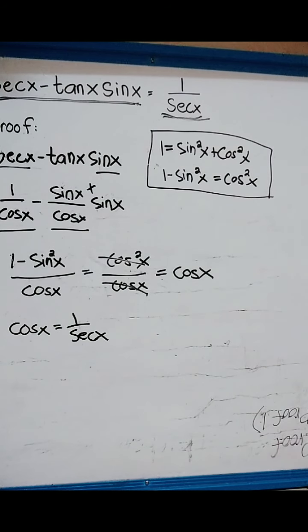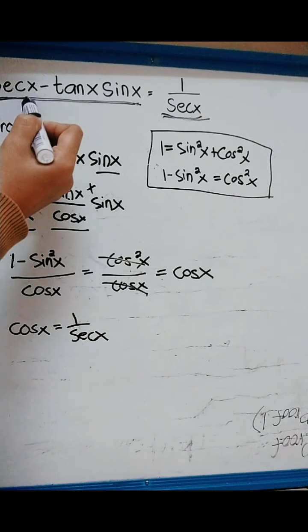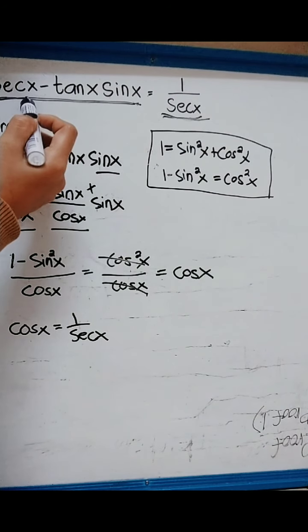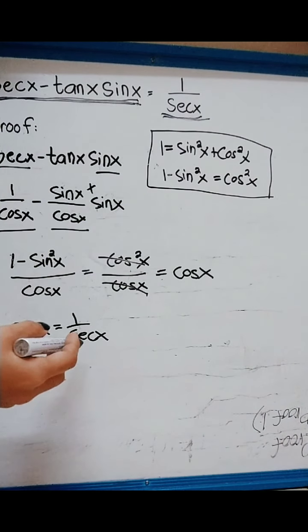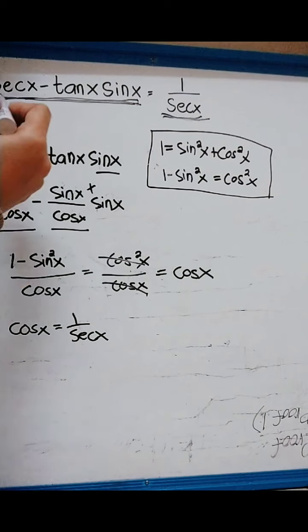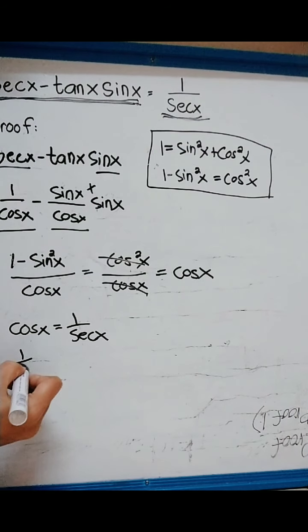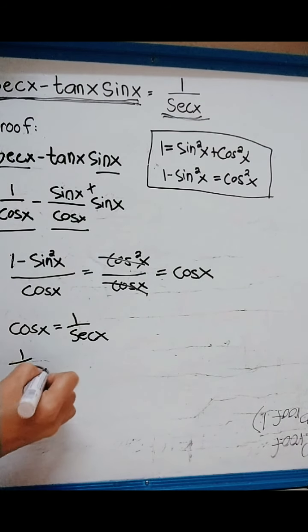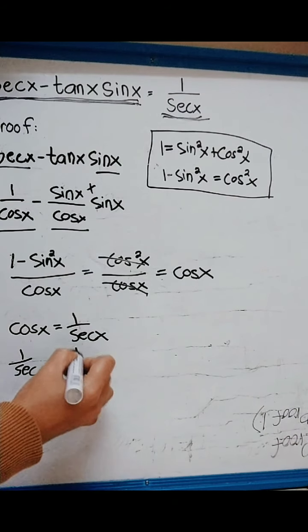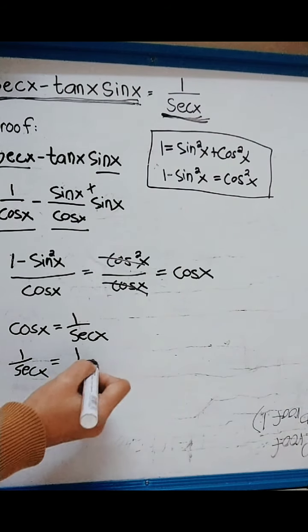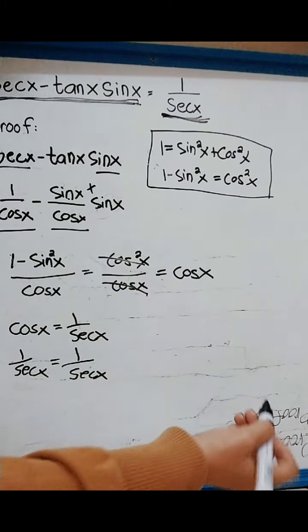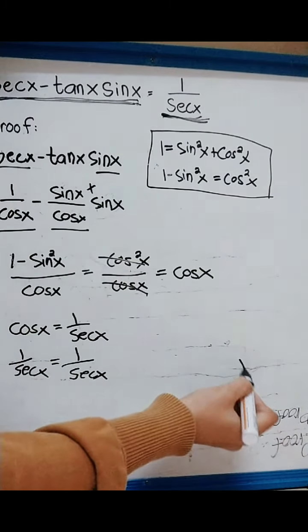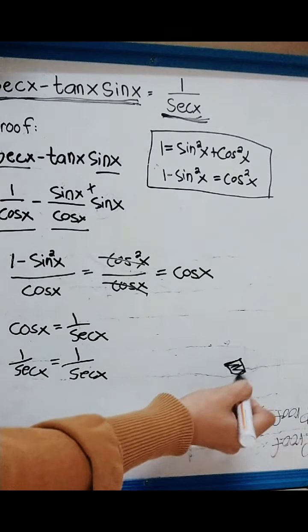So that means that this left hand side is equal to 1 over secant x. So that means that 1 over secant x equals this secant x. So that satisfies. So that's the end of our proof.